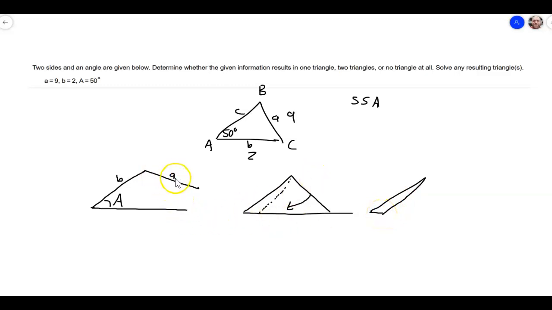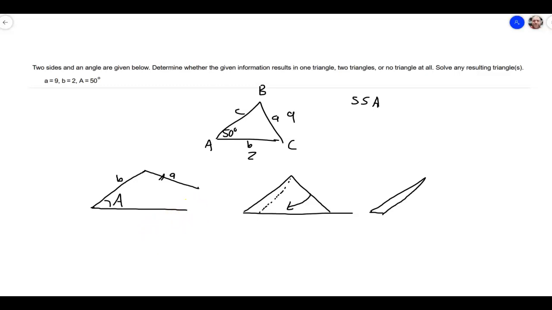Now, if this side here, a, is really short, let's say it stops here, there's really no triangle that could be built. And if it's too long, there's really no triangle that could be built either. So it really depends on these lengths. So how do we do this?